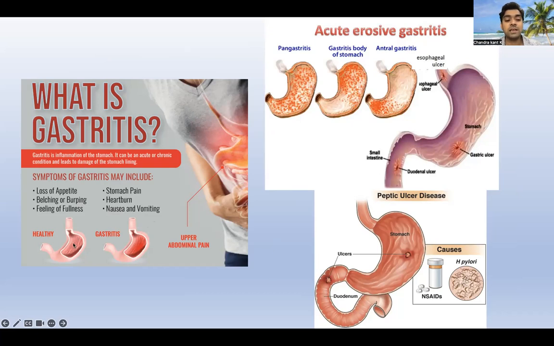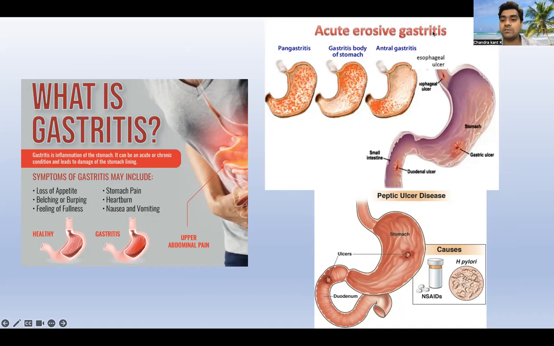You can see the mucosa. The mucosa is nothing but the inner skin of the stomach. This is looking like a pale pink color, but here you can see this is a dark pink color. And then there are different conditions.